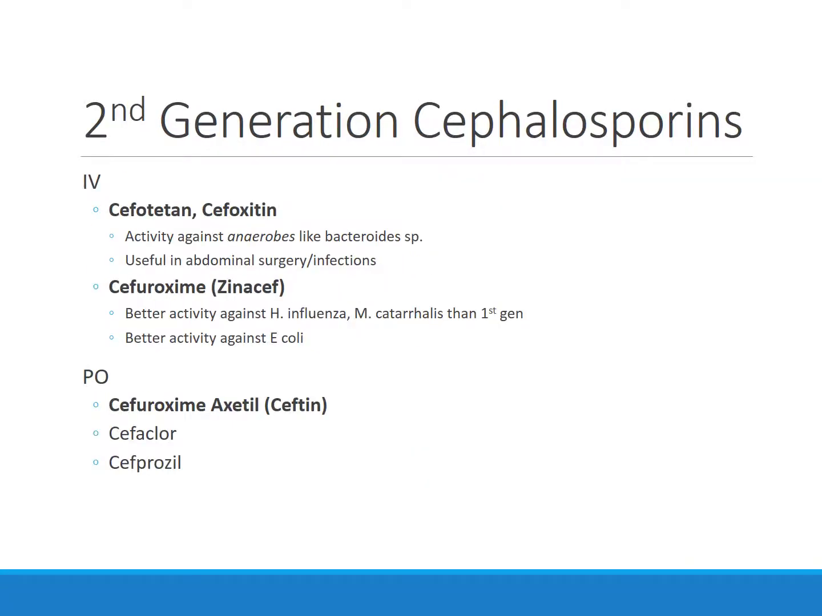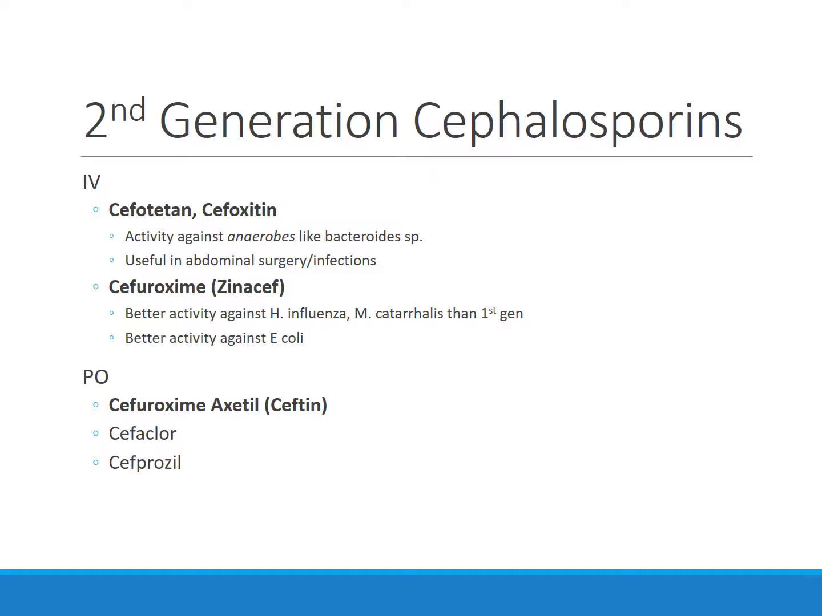All right, second generation, I'm not going to spend a ton of time on these. There's a couple ones I'll point out. So there's the two ones in the first bullet point here, cefotetan and cefoxitin. What these have, I guess, as a uniqueness within the cephalosporin class is the most expanded activity against anaerobes.